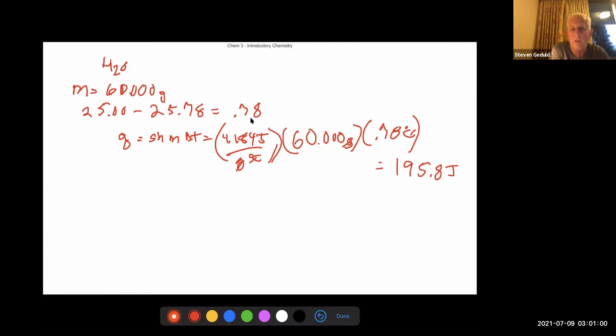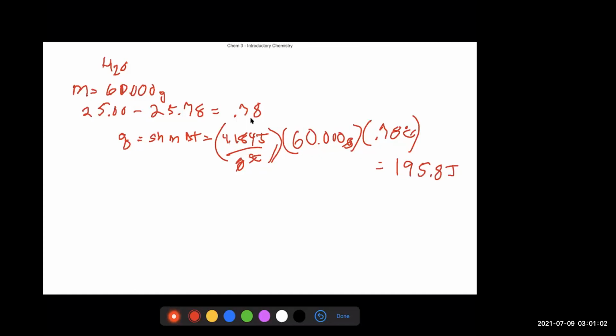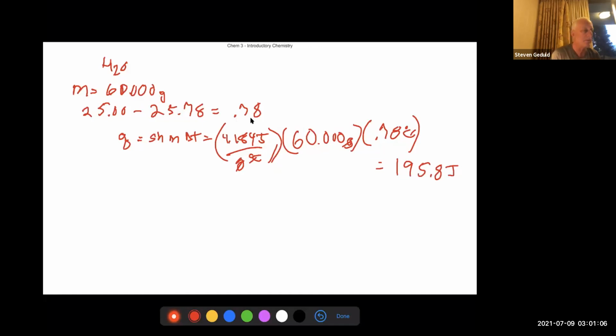Okay, so far so good? Okay, that's the Q of the water. Now, the Q of the water is the same as the Q of the gold, so we're looking for the specific heat of gold. Specific heat equals Q divided by mass times delta T. Just rearrange this equation right here.